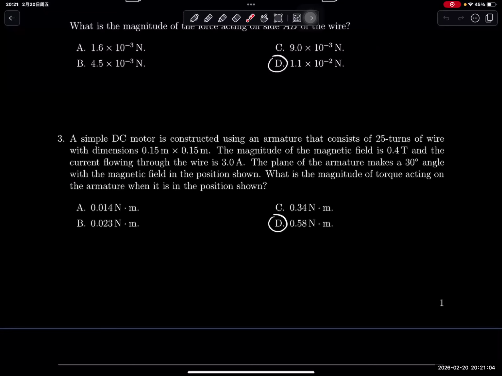Question 3, a simple DC motor is constructed using an armature that consists of 25 turns of wire with dimensions 0.15 meters by 0.15 meters. The magnitude of the magnetic field is this much, and the current flowing is 3 amperes. The plane of the armature makes about a 30 degree angle with the magnetic field in the position shown. What is the magnitude of the torque? All right, so torque equals NBIA. You could apply this equation to get what you want.